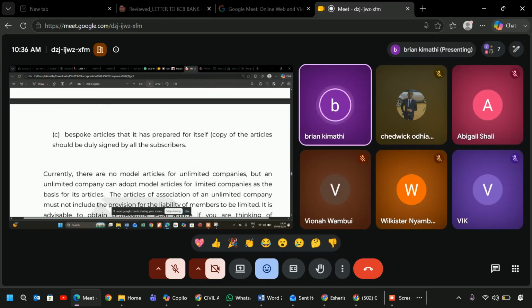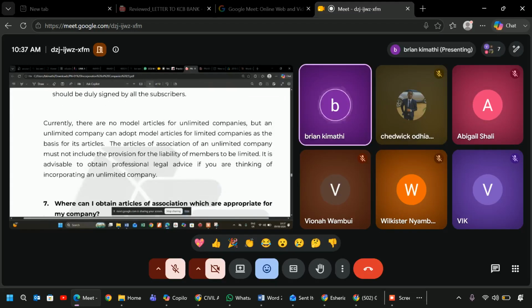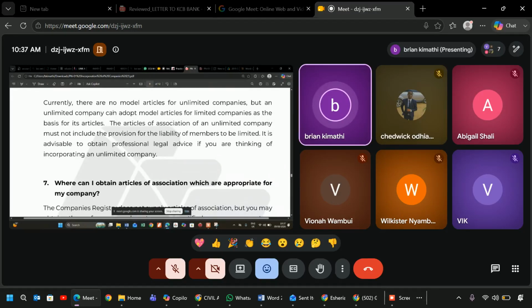Bespoke articles that it has prepared for itself. A copy of the articles should be duly signed by all the subscribers. There are no model articles for limited companies, but a limited company can adopt model articles for limited companies as the basis for its articles. The articles of association for an unlimited company must not include provision for liability of members to be limited.